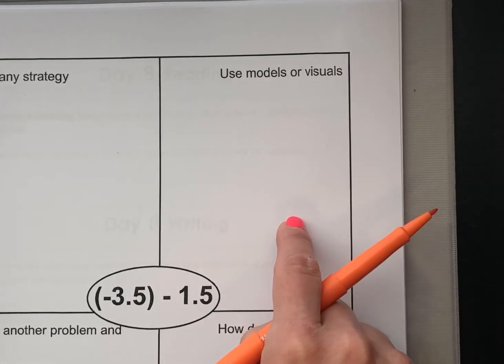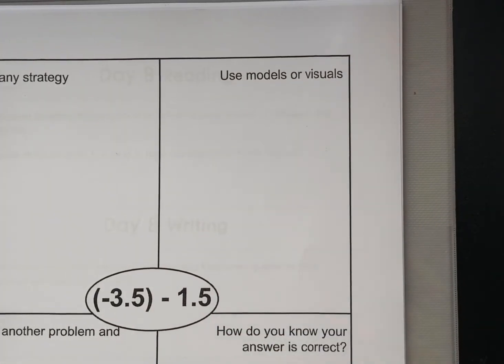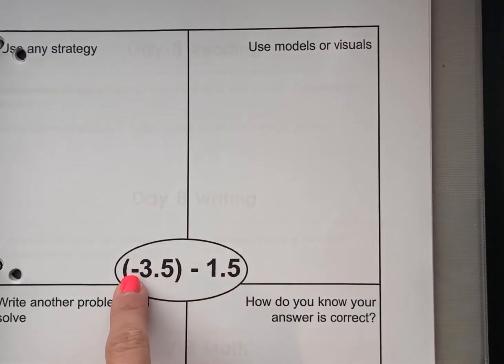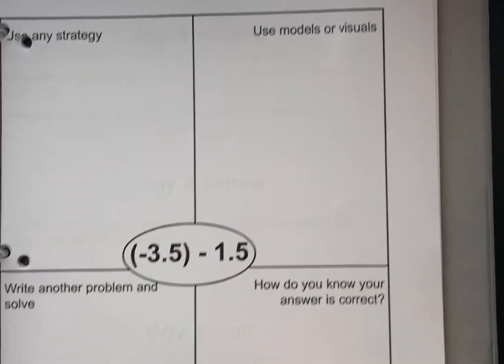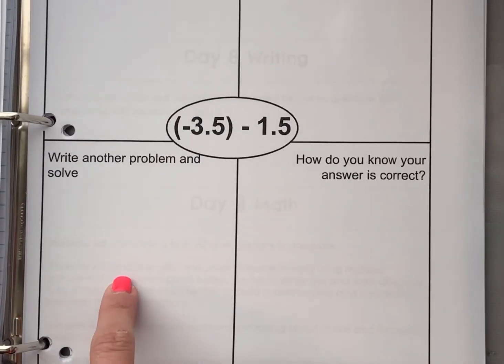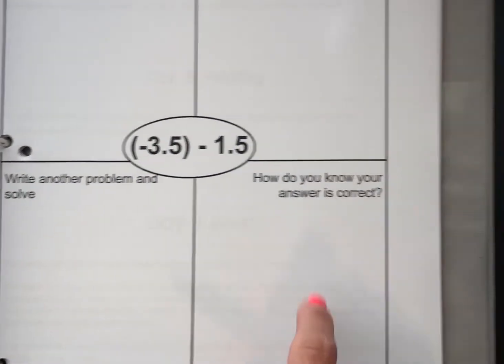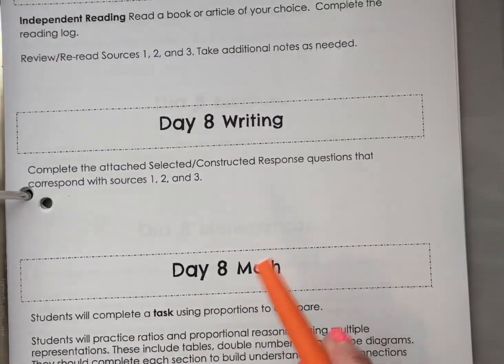Use models or visuals. You can draw some negative counters if you'd like. You can draw a thermometer showing negative degrees and then another negative degrees. Write a problem. Create another problem, solve it, then how do you know your answer is correct? Again, you should be checking your work. And that's it for day 7.